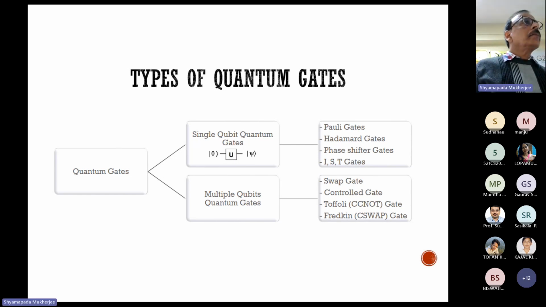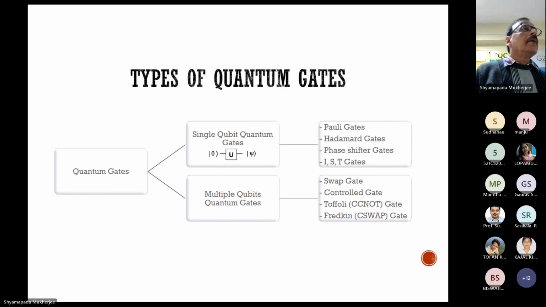NAND gate is one of the universal gates. From the NAND gate, you can construct AND or OR, any gate. Similarly, a combination of your CNOT gate and fan out gate, from that also you can construct all the gates. So there is not a unique universal set of gates, but there are many universal sets of gates from which you can construct other gates. Similarly, here also I have many types of gates: Pauli gates, Hadamard gate, phase shifter gates, swap gate, control gate, Toffoli gate, Fredkin gate. But remember, here my choice is very large in the quantum gate.